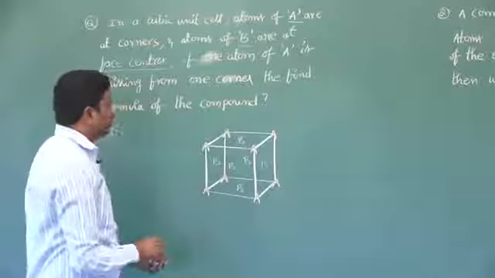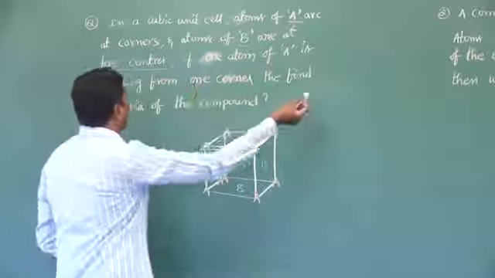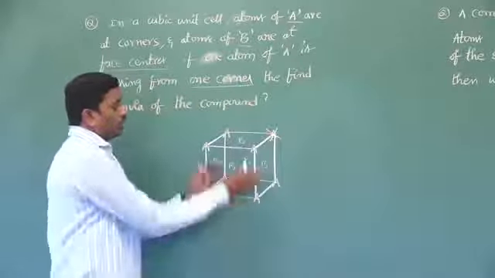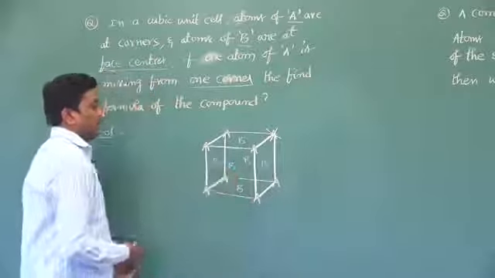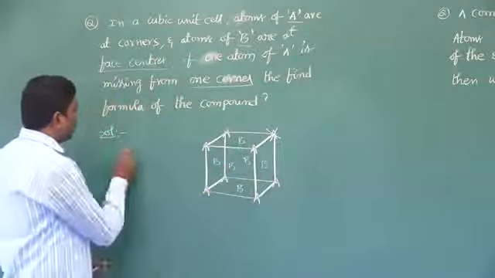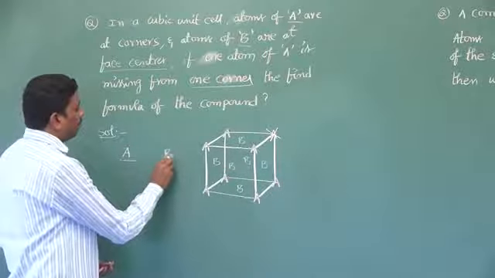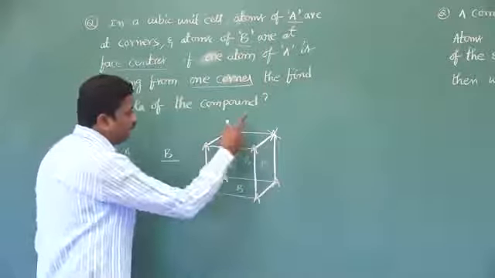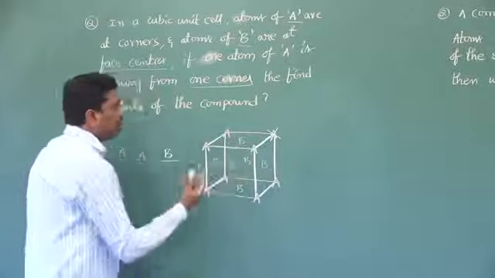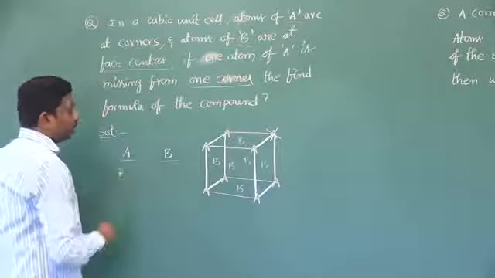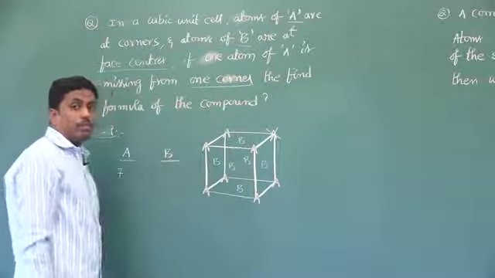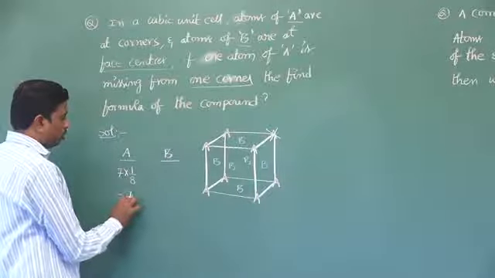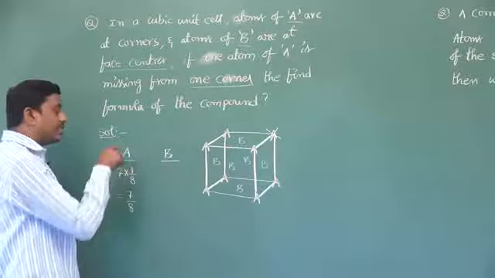Now from this, they are saying that one atom of A is missing from one corner. Now remove one A from one corner. This A is missing. Then what is the formula of the unit cell? First we need to calculate how many A's and how many B's are there in this unit cell. Actually 8 corners are there. Out of 8, at one corner A is missing, so 7 are present. If a particle is present at a corner, contribution towards one unit cell is 1 by 8. So 7 into 1 by 8 is equal to 7 by 8. So 7 by 8 A's are there.